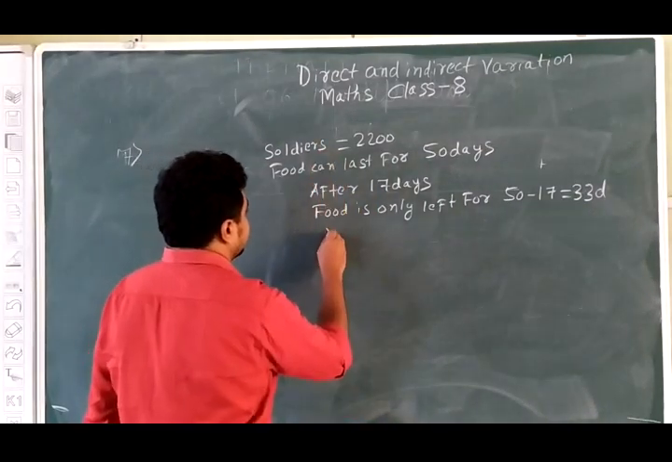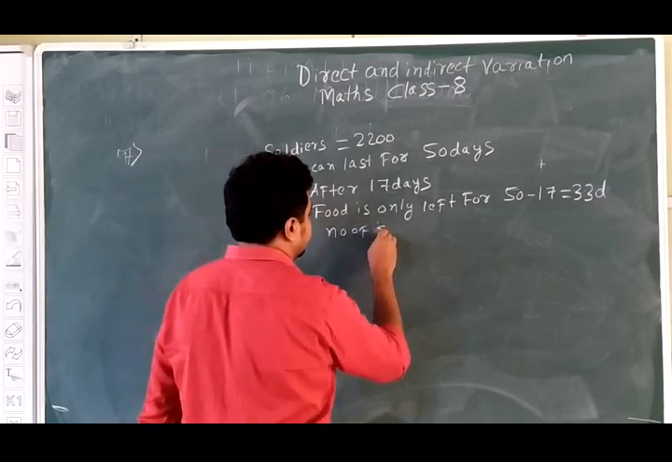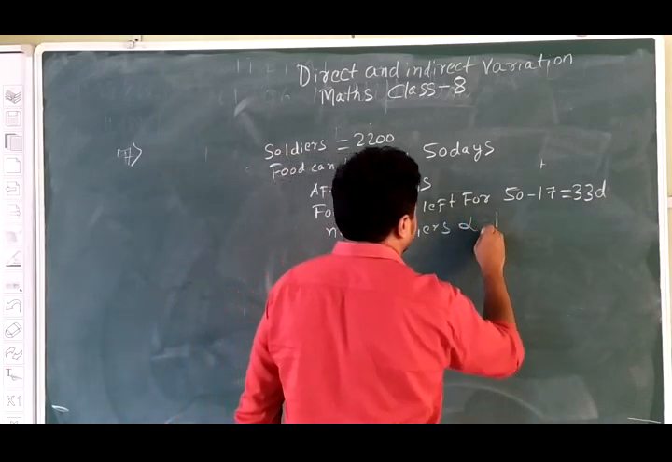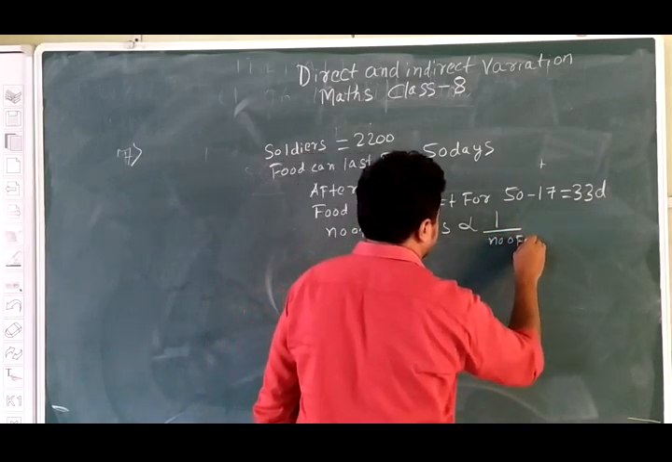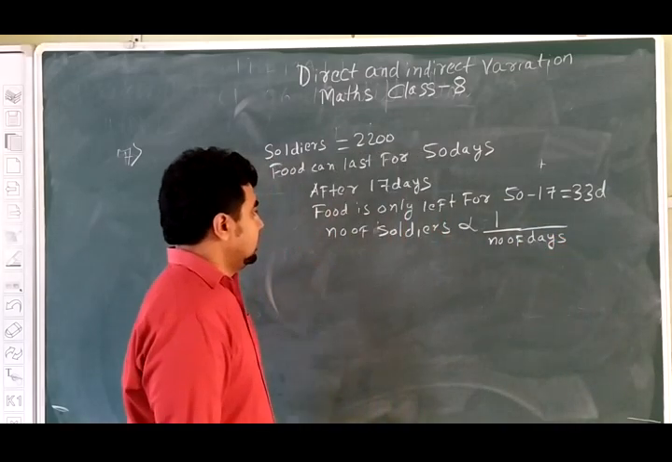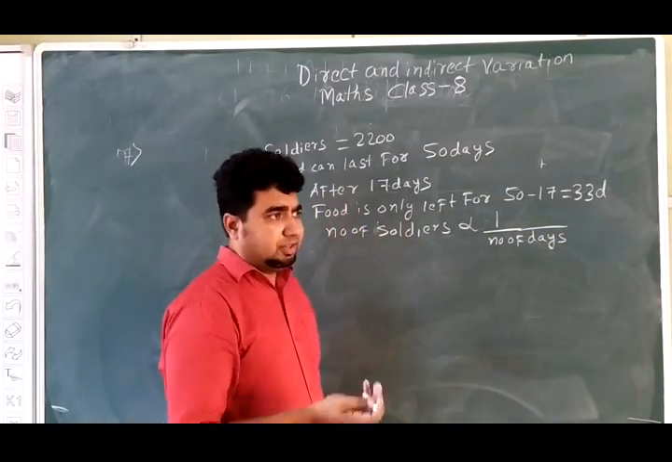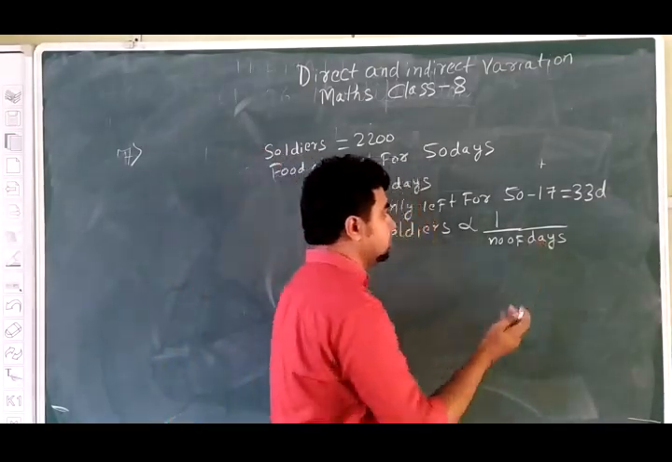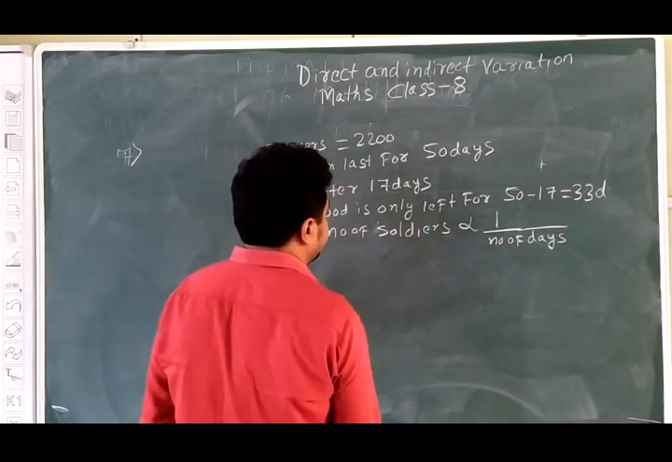If I am saying number of soldiers is inversely proportional to number of days. More number of soldiers, less number of days, food will be lasting very less number of days. So if number of soldiers is less, food will be lasting for more number of days. So from here, we have number of soldiers is inversely proportional to number of days.